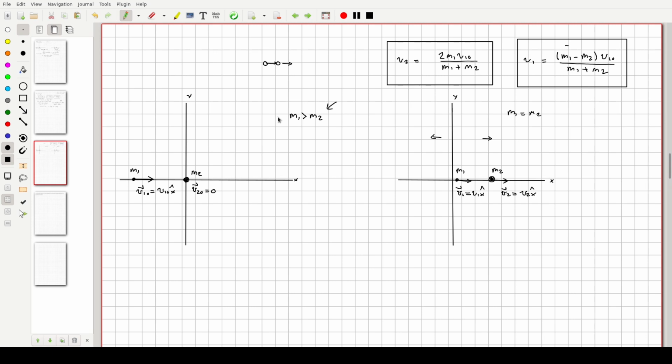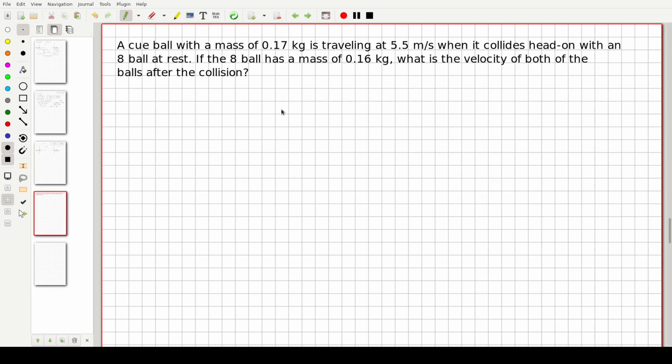All right. Now that said, let's just work a simple example here. You have a cue ball that has a mass of 0.17 kilograms. It's traveling at 5.5 meters per second when it collides head-on with an 8 ball at rest. If the 8 ball has a mass of 0.16 kilograms, what's the velocity of both the balls after the collision?